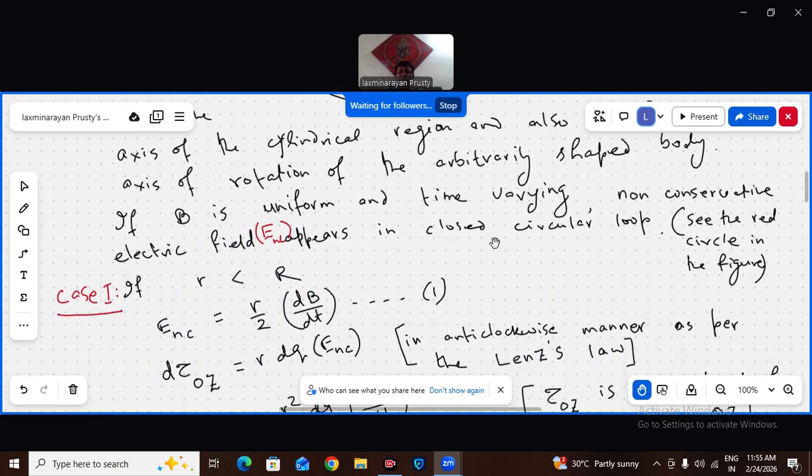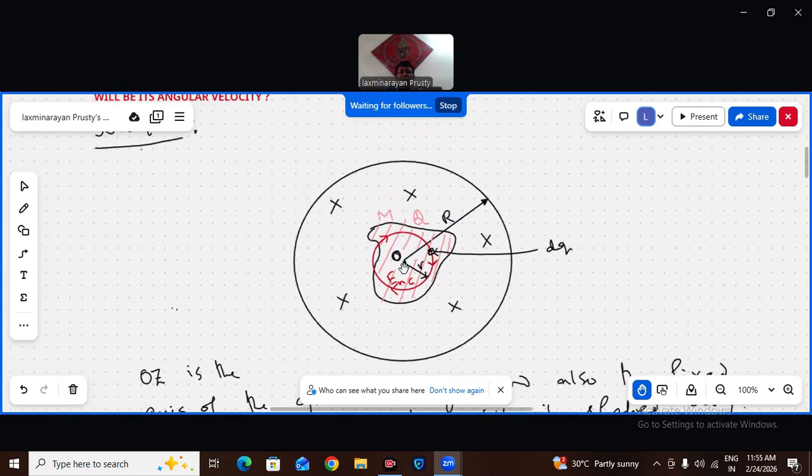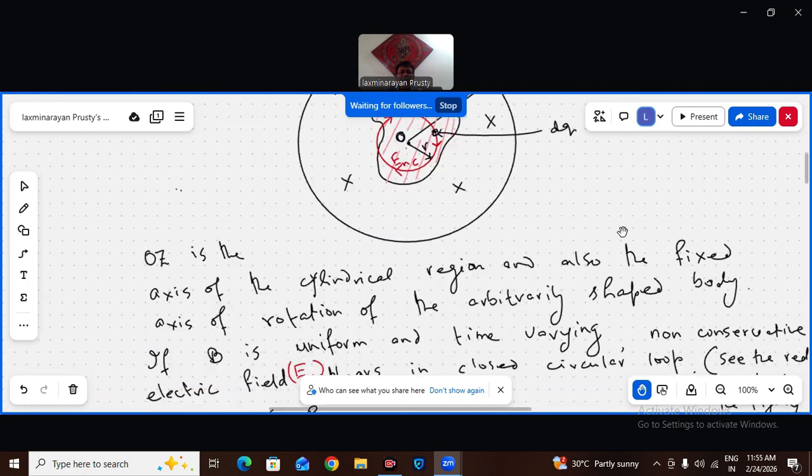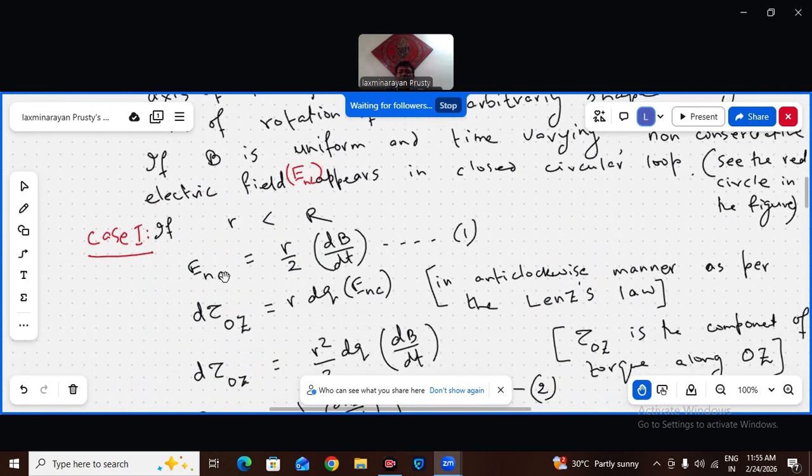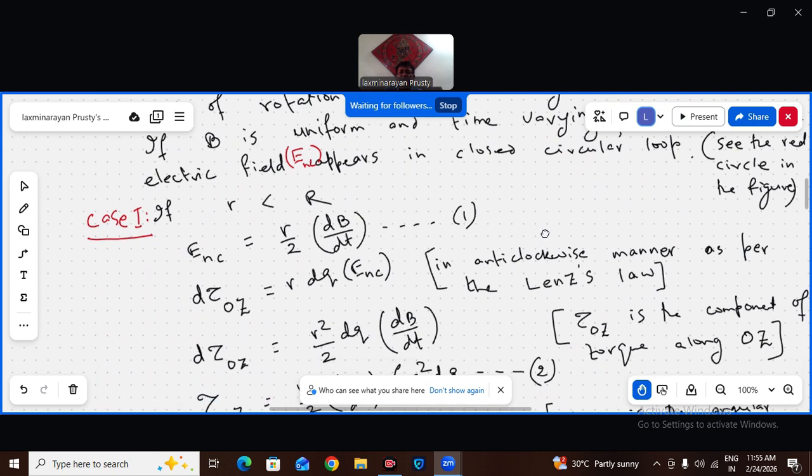Case 1, this radius measured from the axis, that is small r, is less than capital R. You must be knowing E_NC is r by 2 dB by dt. You must have studied it earlier. In my previous lecture, I have discussed this. So B is the uniform B, that's why I wrote dB by dt. Otherwise, I would have written dB average by dt if B is not uniform but symmetric.